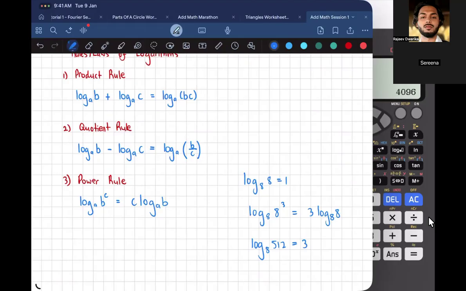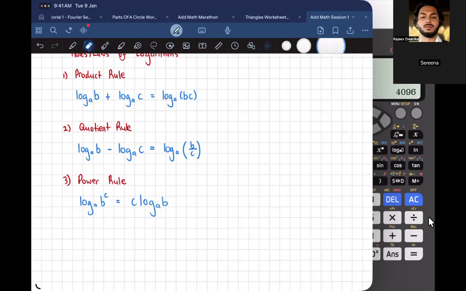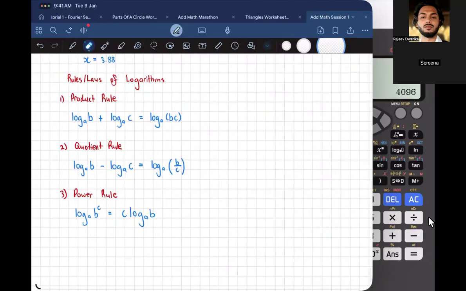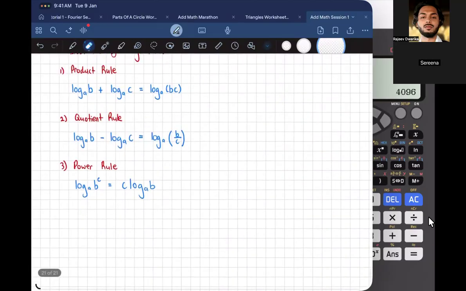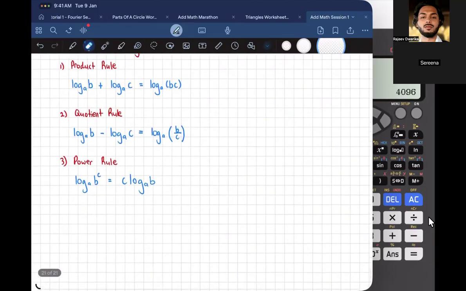Where's 1 by 3? 3. Bam. Make sense? Yes, sir. Nice. Makes perfect sense. So those are the 3 rules you need to remember at all times.